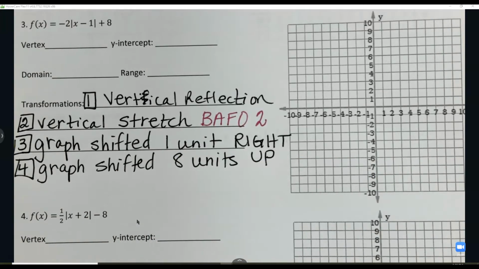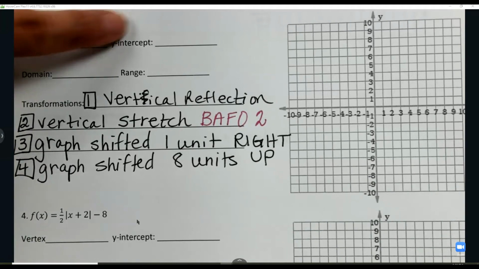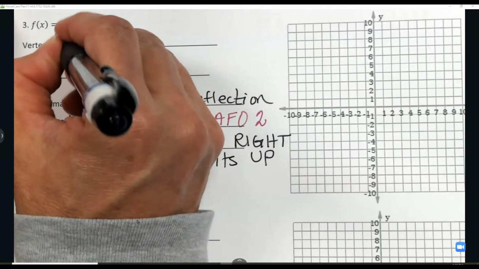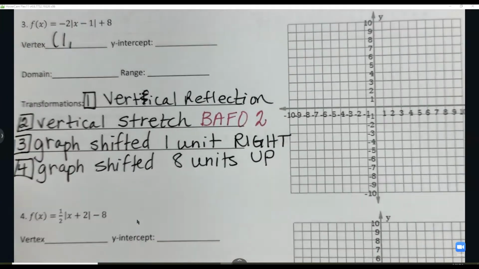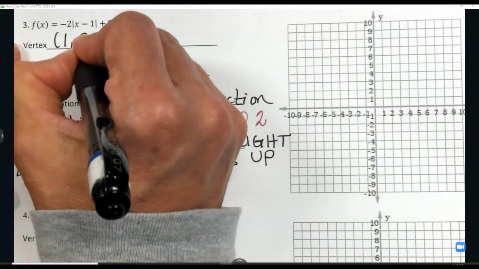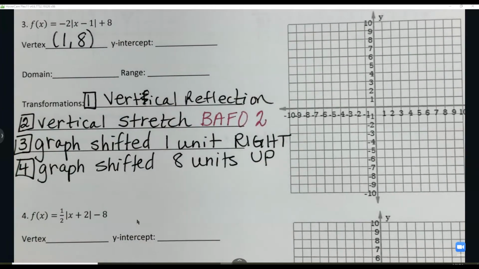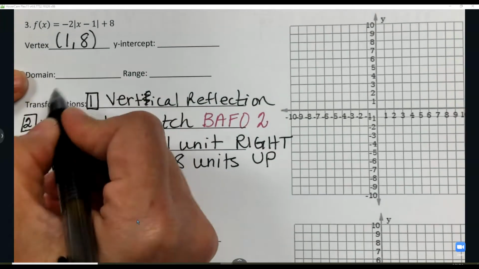Okay, a couple more things we can go ahead and fill in. The first thing we can fill in is the vertex. Remember, the vertex is going to be the opposite inside the parentheses, so write a +1. And then your K value is an 8. The next thing we can fill in is the domain. So let's go ahead and write negative infinity to positive infinity there.